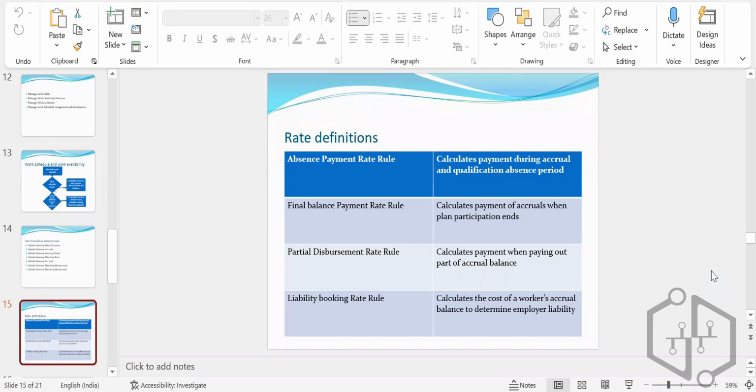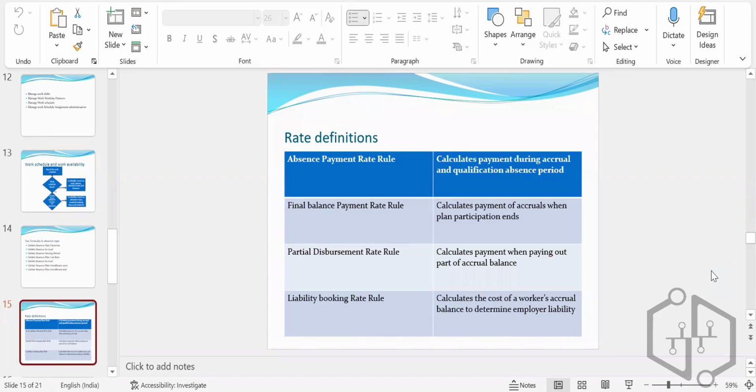Final balance payment rate rule: calculate the payment of accruals when plan participation ends. That means when your plan participation ends. Partial disbursement rate rule is what calculates payment when paying out part of the accrual balance. That means when you are shifting that part of the accrual balance, you're sharing with others. That is called partial disbursement rate rule. Okay, suppose my accrual balance is 80 days. So out of 80 days, I am giving 40 days to some other person. So it is calculated as partial disbursement rate rule.